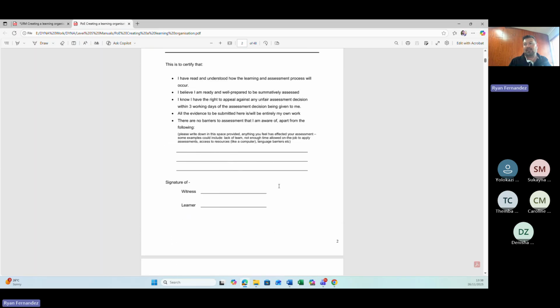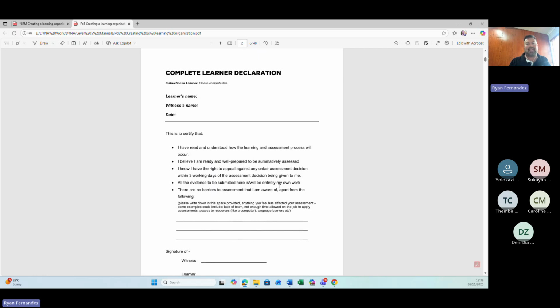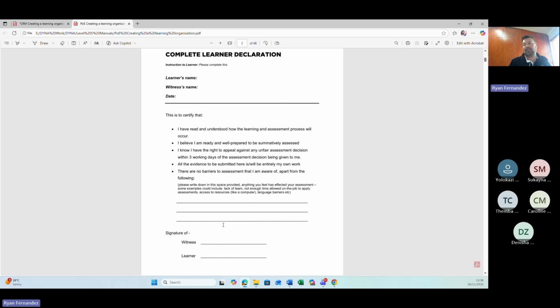Then on the next page, you will see something that says complete the learner declaration. So again, what we need to do is where it says learner name. That is your name. So please put in your name as the learner name. Then remember to please sign at the bottom as the learner.